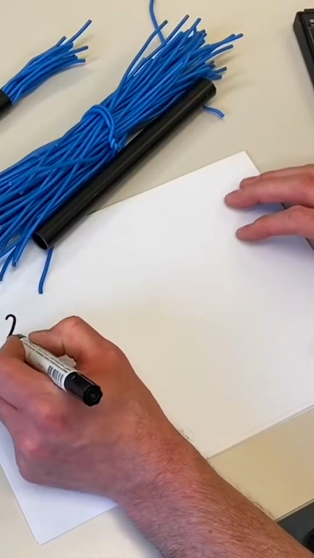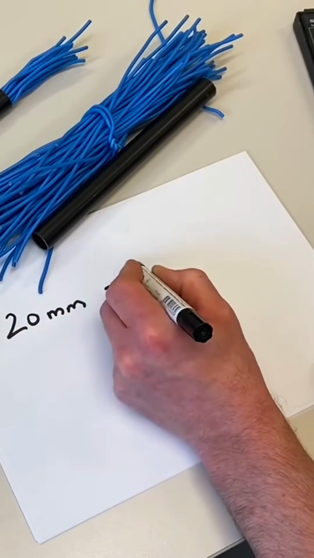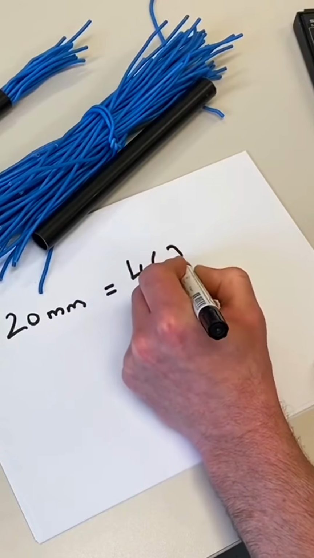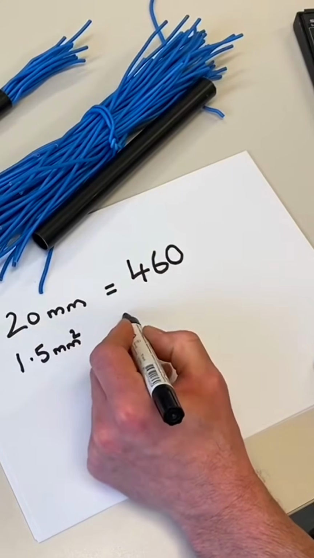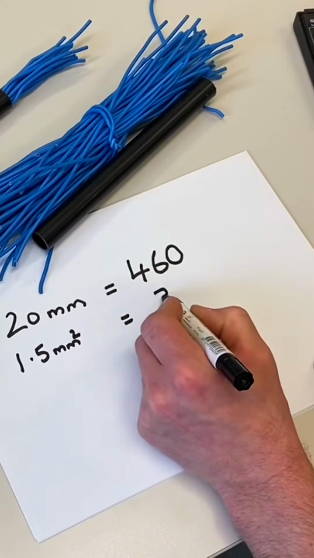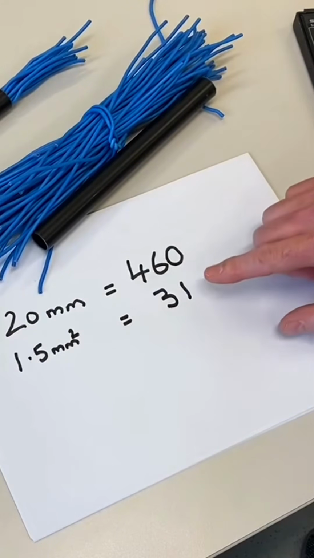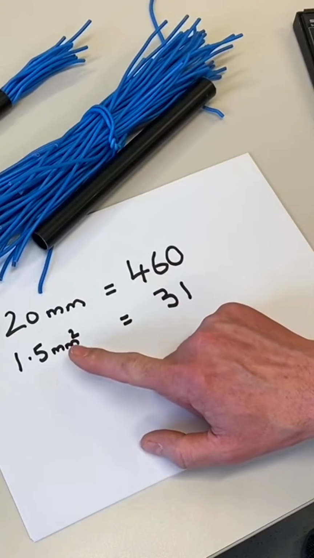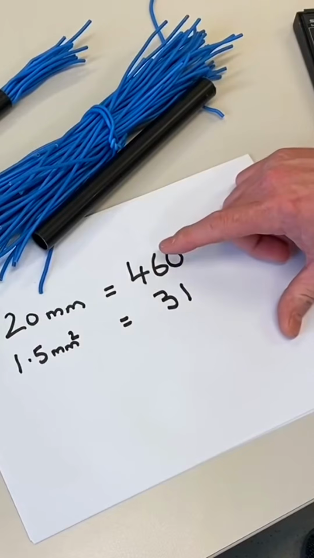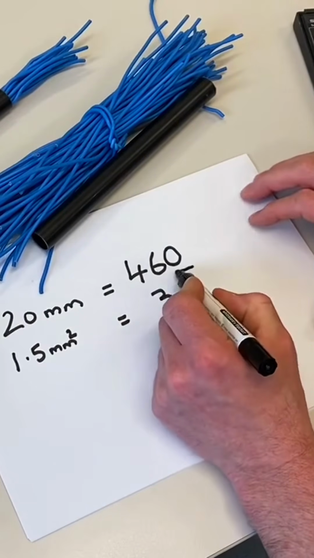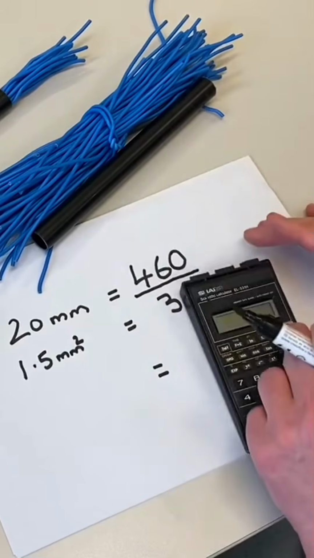So let's take our 20mm conduit factor, and the factor was 460. We take our 1.5mm squared conductor, and we have a factor for that of 31. Okay, so we've got our two factors, 460 for the 20mm conduit and 31 for our 1.5mm squared stranded PVC cable. All we're going to do now is divide the 31 into 460. So if I laid it out like this, if I just put the divide there, we will actually get a number down here. So let's do that on the calculator.